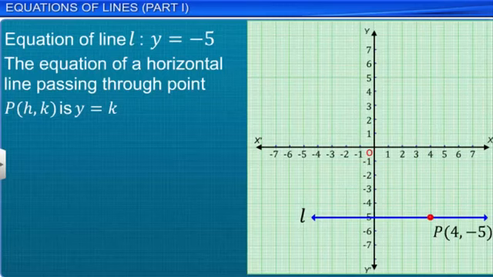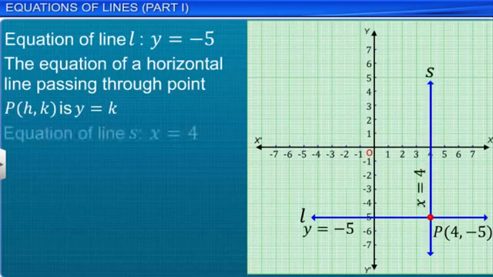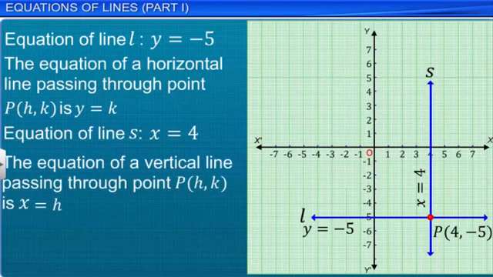The equation of the vertical line S passing through point P is x is equal to 4. So in general, the equation of any line parallel to the y-axis or a vertical line passing through point P(h, k) is x is equal to h.